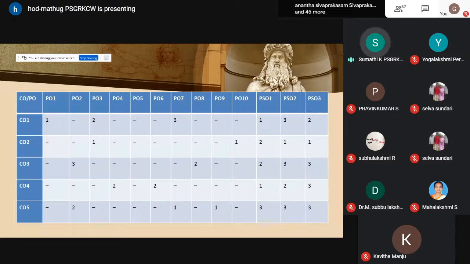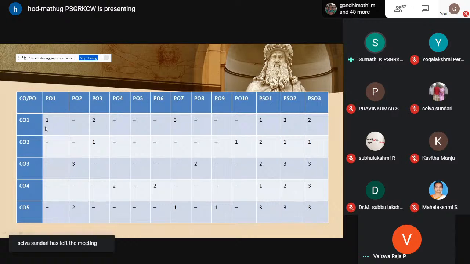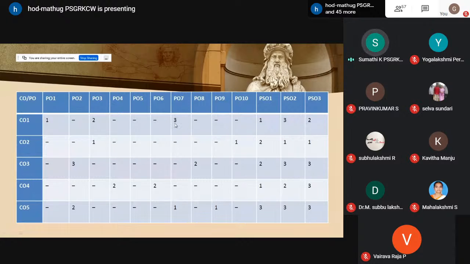Now, in your syllabus, you have formed the CO-PO matrix. So the course outcome is mapped with PO1. If it is very strong, I give 3. If it is medium, I give 2. And if there is no correlation, I will just put it as 0. So I have formed the CO-PO matrix also. Right?